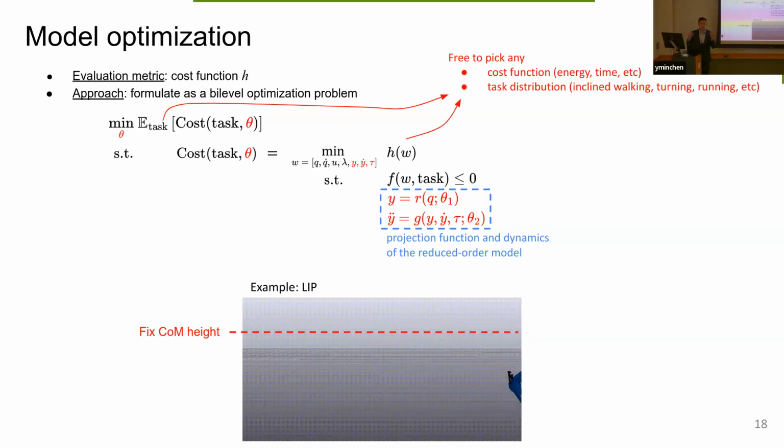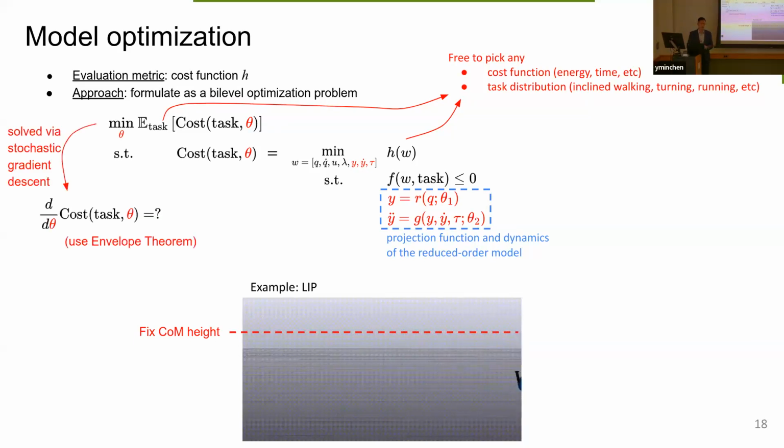Now we have this bi-level optimization problem. How do we solve it? We solve it via stochastic gradient descent. And in order to use this algorithm, we need to derive the gradient of the cost. And it can be conveniently derived using the envelope theorem. So the gradient, or the derivative, is basically the inner product of the dual solution and the gradient of the cost with respect to the parameters.